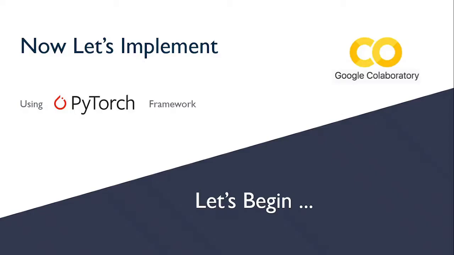In this video, we will learn how to define a convolution neural network and then train it using a dataset. For that, we will use a Python-based deep learning framework called PyTorch, and we will run all the training process on a cloud-based GPU service which is called Google Colab. So let's begin.